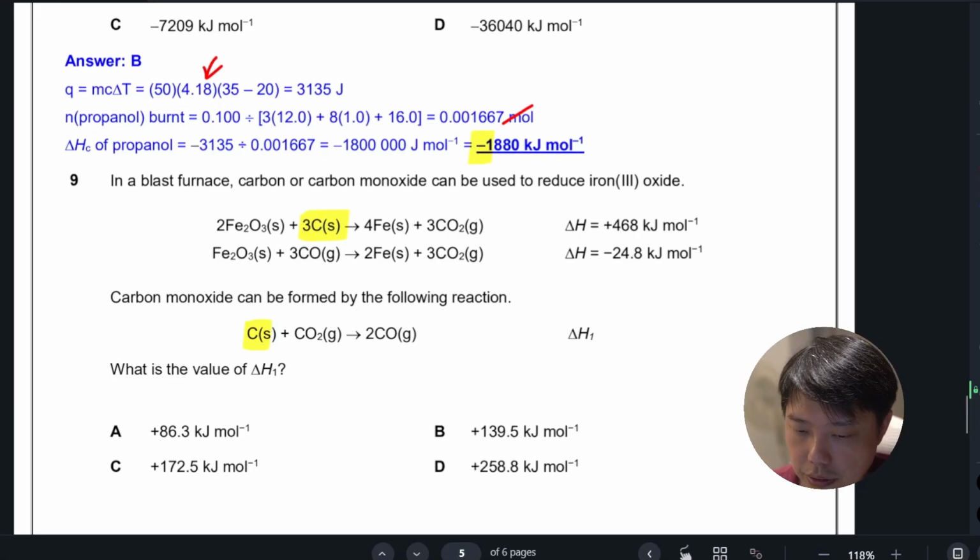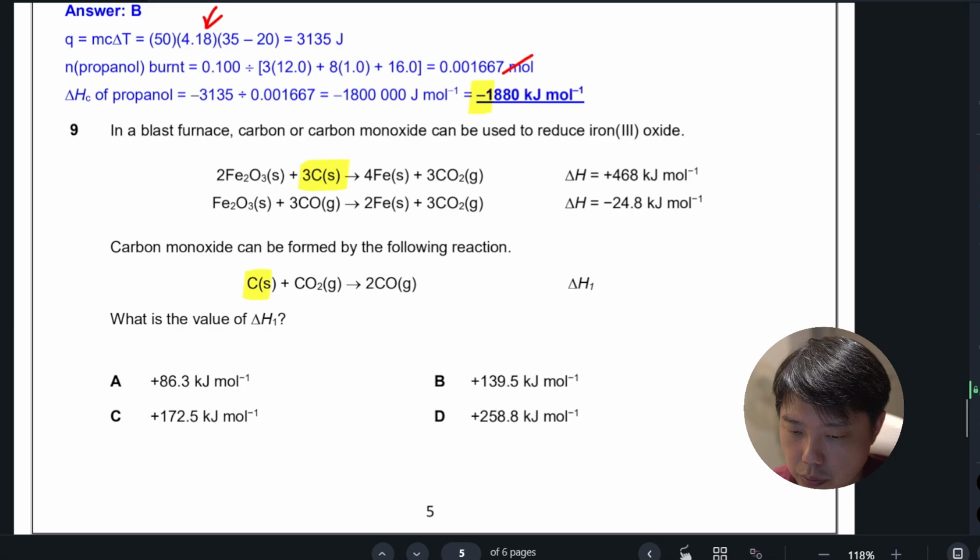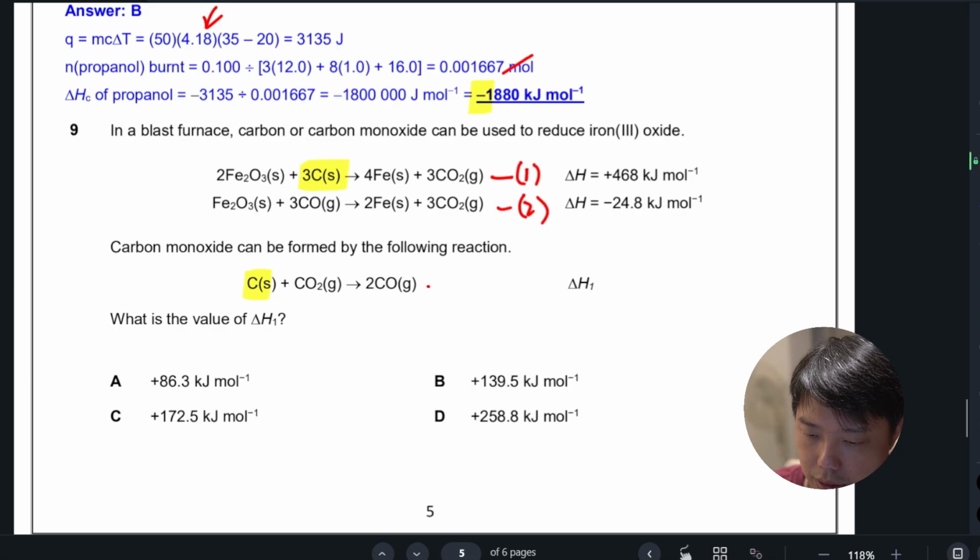Okay, so question 9, right? What we need to do here is use the algebraic method, and then we will just add up equation 1 and equation 2. Equation 1 being the first one, then this is your equation 2. Just look for the species that are actually in equation 3. This is the delta H1 that we need to look for.